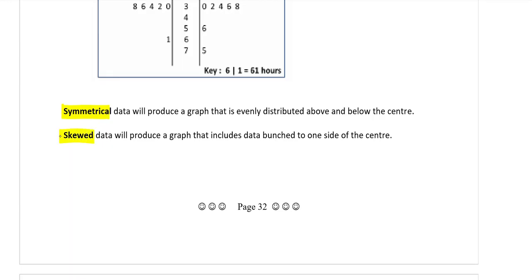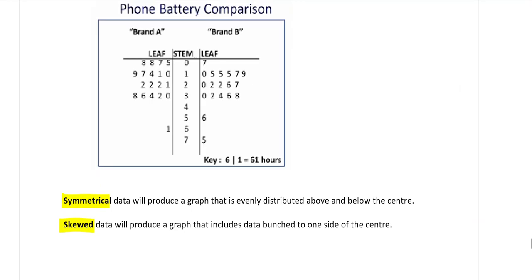A skewed data will produce a graph that includes data bunched to one side of the center. So both of those ones would be skewed. Because if you've got the numbers 0 through to 7, there you go, right in the middle, between the 3 and the 4, most of our scores are on that side, skewed toward the lower end. We only have very few scores at this end, so they will be skewed.